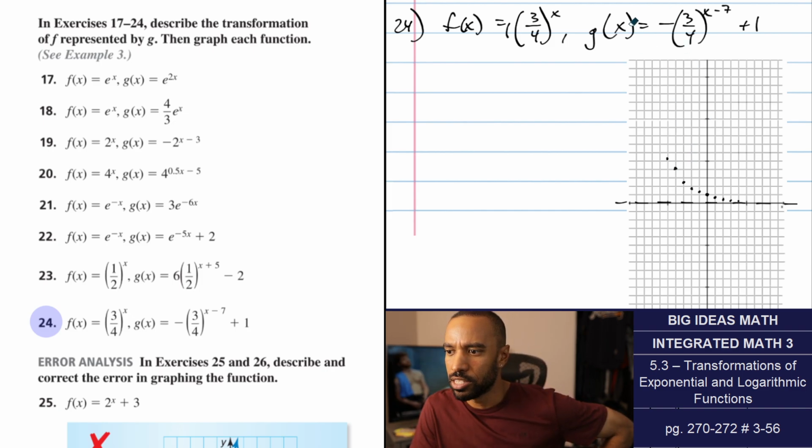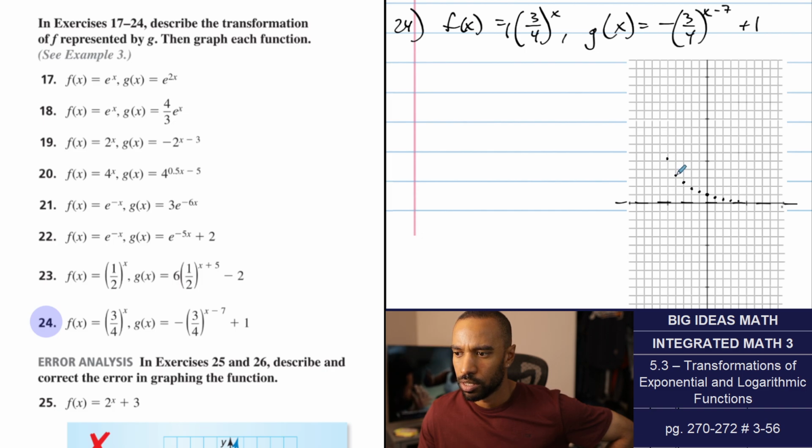256 over 81. I take that back. That's because this looks weird. That's a little more than 3, not a little more than 4. 256 over 81 is like that, and then it shoots up higher from there. Okay, that makes a little more sense for me.